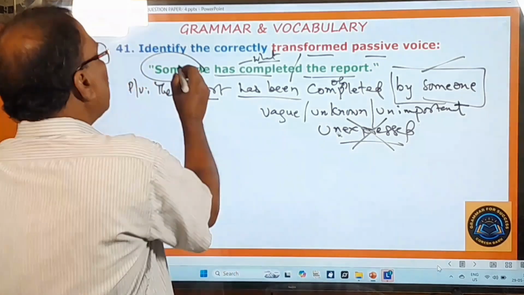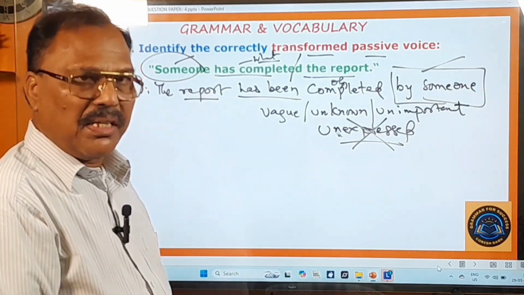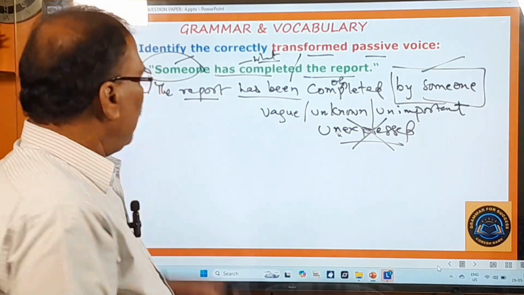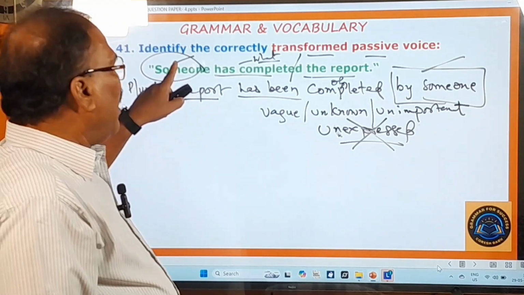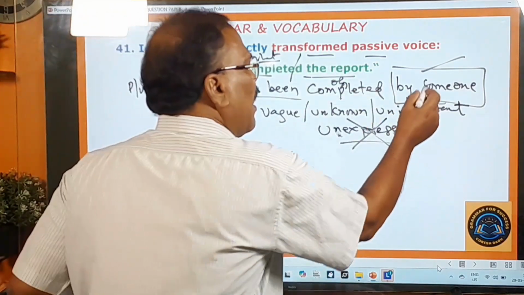And that's why here is someone. Who is that someone? Is it Ramesh? Is it Mohan? Is it Ravi? Who is that someone? This is therefore a vague subject, an unknown subject, isn't it? And that is why it remains unexpressed in the passive voice.